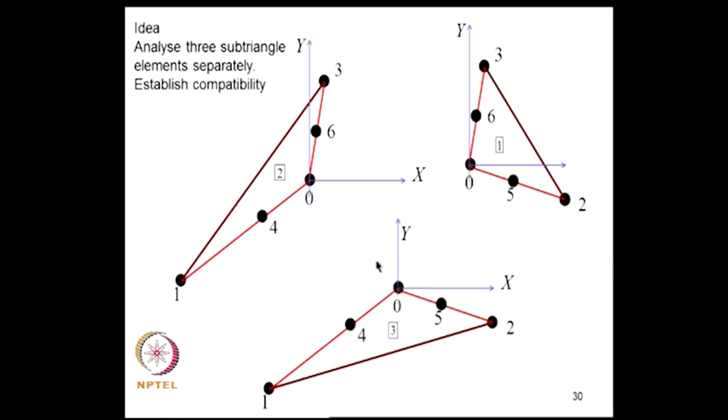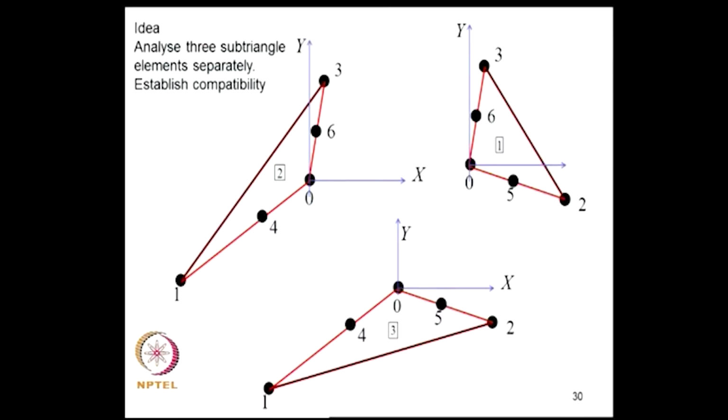Now, each element will have 9 degrees of freedom. Please note that 4 and 6 are not nodes, they are certain intermediate points. The nodes are 1, 0 and 3 here, and 1, 0 and 2 here, and 2, 0 and 3 here. So each one will have 9 degrees of freedom. When we assemble this there will be 27 degrees of freedom. Now, by establishing the compatibility conditions at 1, 2, 3 and at 0, we will be able to derive 15 equations.